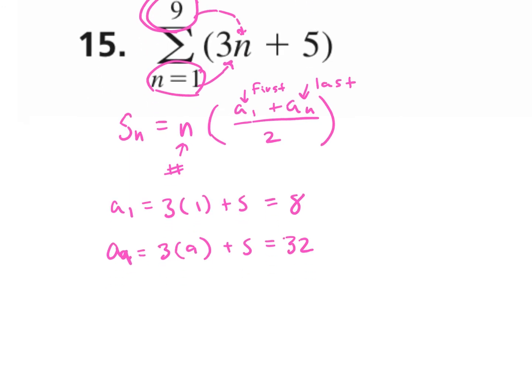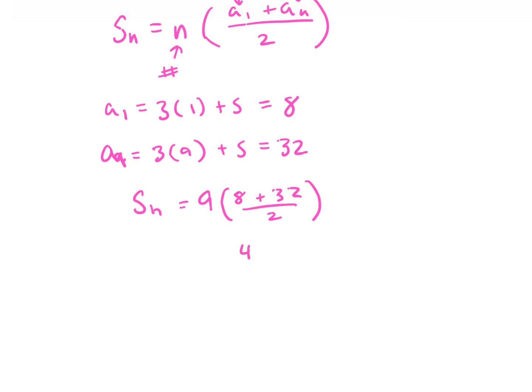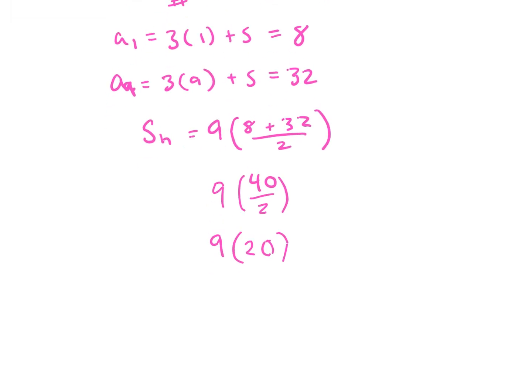So S sub n is equal to, how many terms do we have? What's our n? 9. Times, plug it in. So we have 8 plus 32 over 2. So 8 plus 32 is 40. Divided by 2 would be 20. 20 times 9 is 180. So the sum of our 9 terms is 180.